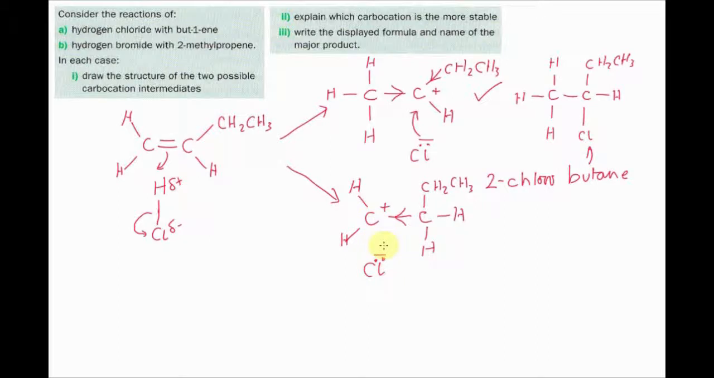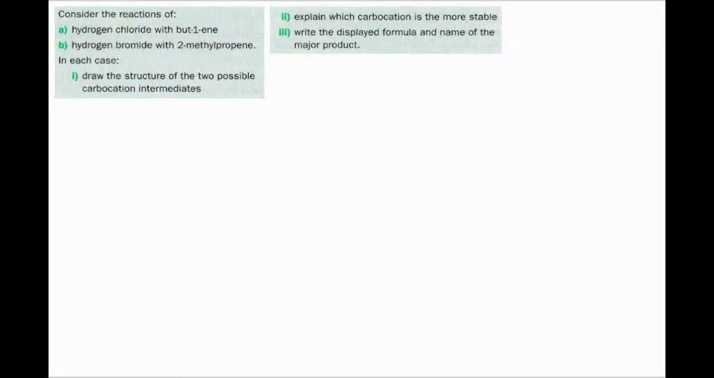Right, now we'll move on to this next one here then, for hydrogen bromide with 2-methylpropene. Let's just get rid of that. And we'll do the same, hopefully, with this one. So the first thing I'm going to do is write 2-methylpropene. So I'm going to put my double bond horizontal because that makes it easy.